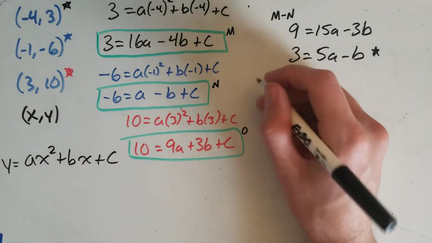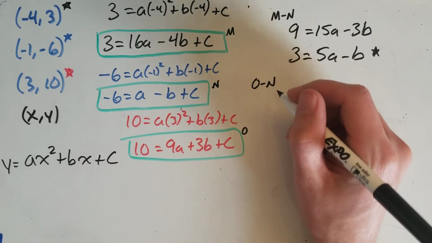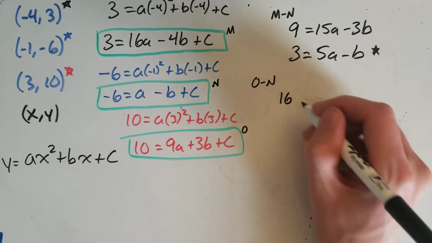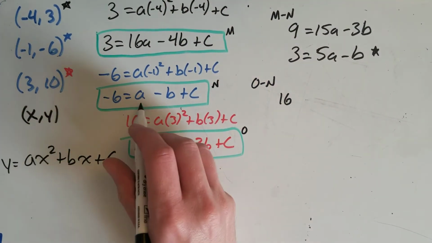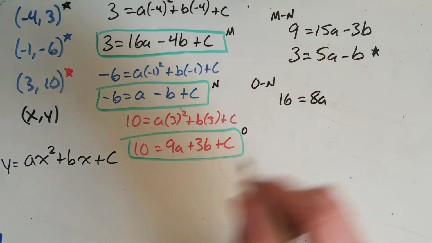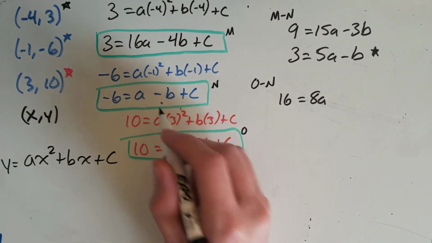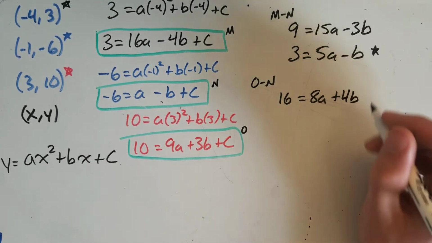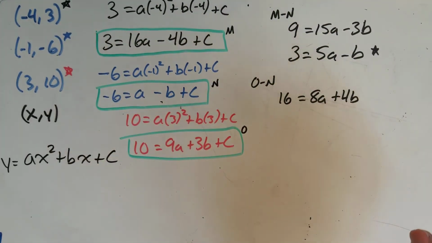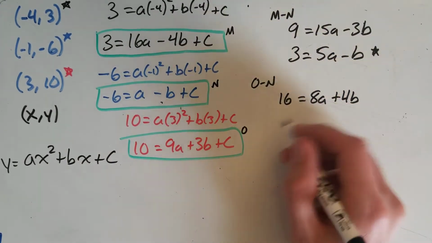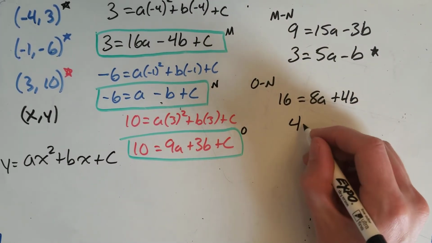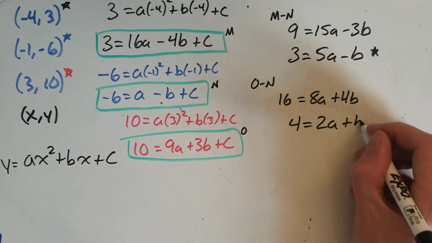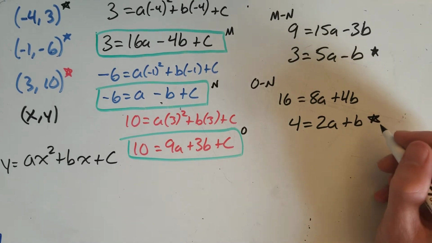Looking at them, I would want to do O minus N. So 10 minus negative 6 is 16. 9a minus a is 8a. 3b minus negative b is like 3b plus b, which is plus 4b. And c minus c is going to give us 0 c's. We can simplify this by dividing by 4. So 4 equals 2a plus b. And now we have a nice little system here.